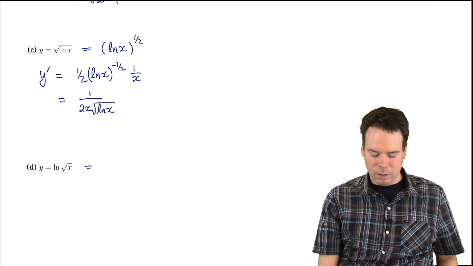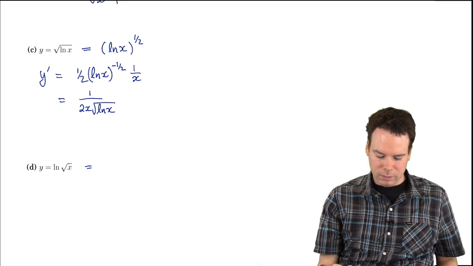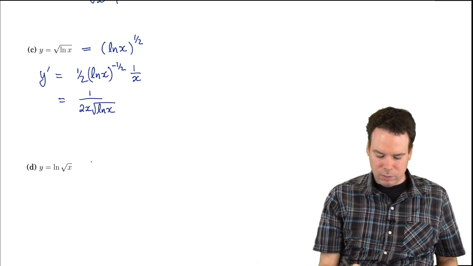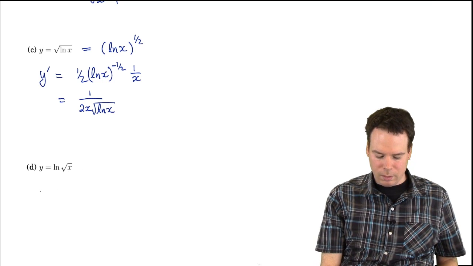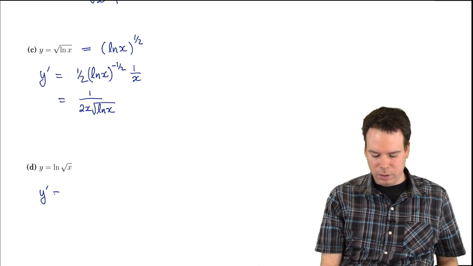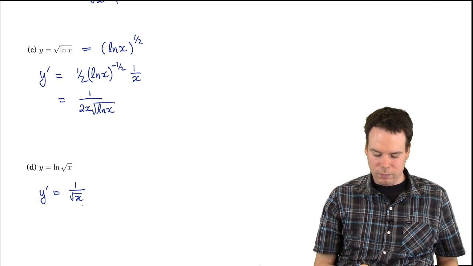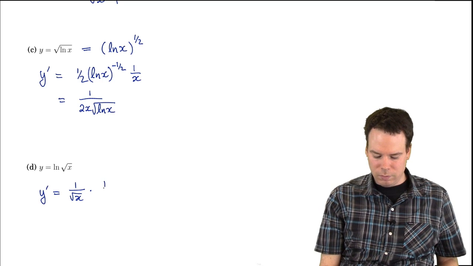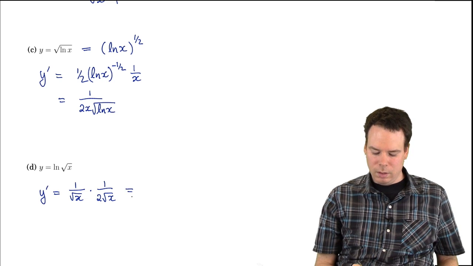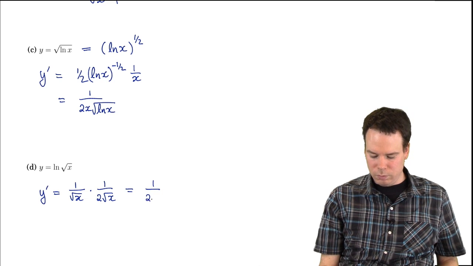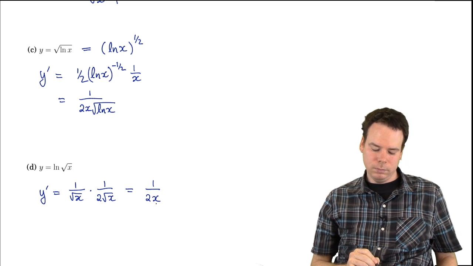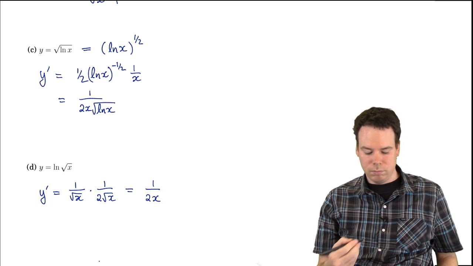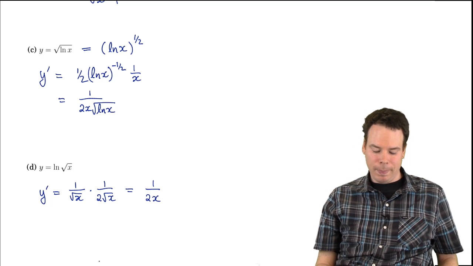So now we're going to look at the logarithm of the square root of x. What's the derivative of the logarithm of the square root of x? Well, again, we can use the chain rule. So it's 1 over the inside function times the derivative of the inside. The derivative of the square root of x is 1 over 2 root x. And so this can be written as 1 over 2x. Okay, so we get that from, again, applying the chain rule.